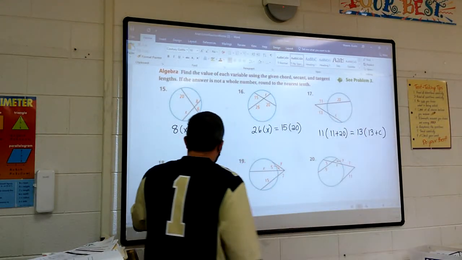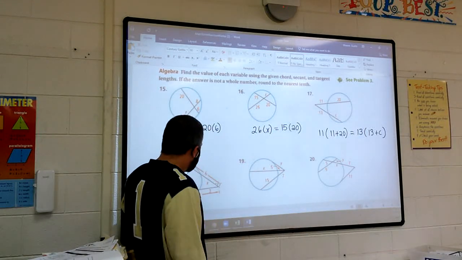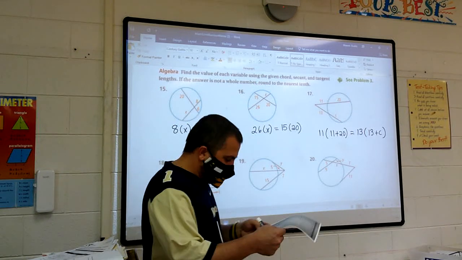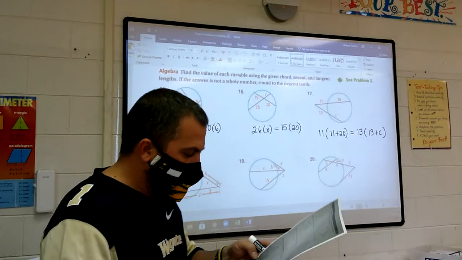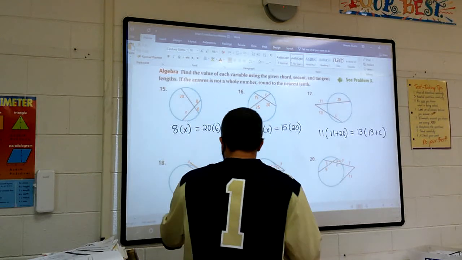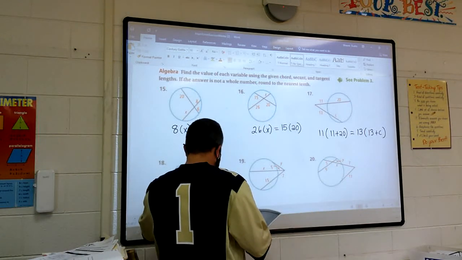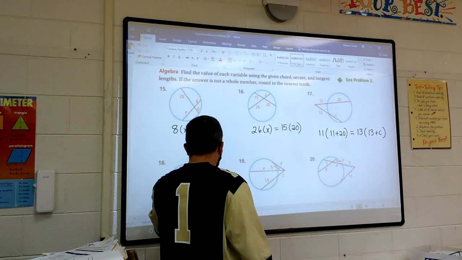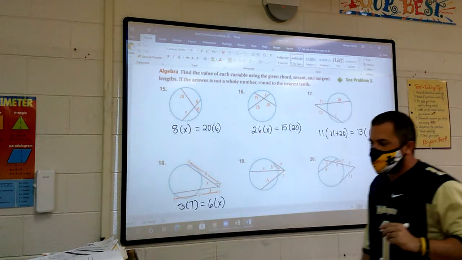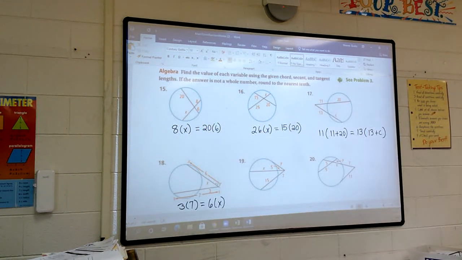Number 18. This one looks a little trickier. It says in number 18, the whole side is 6. So we're going to do 3 times 7 equals 6 times x. That's all we have to do to solve that one. Okay? Then I'm going to go to number 19.